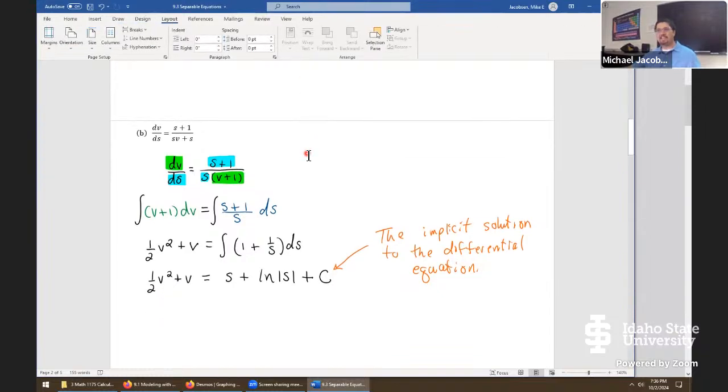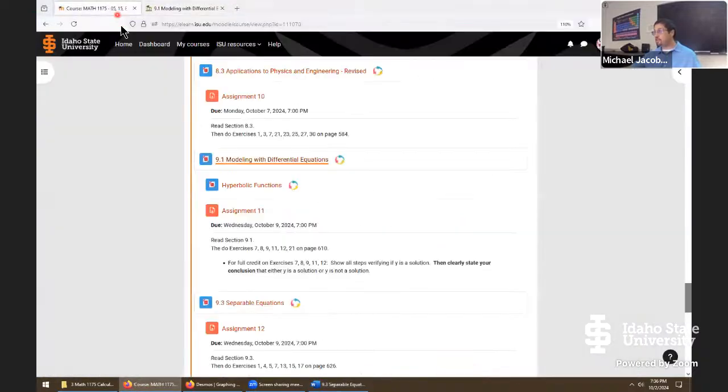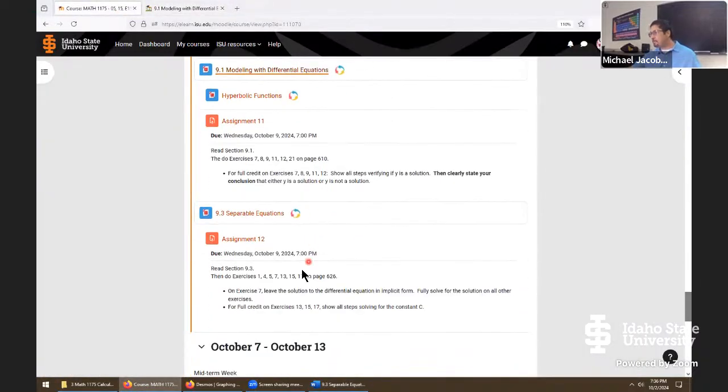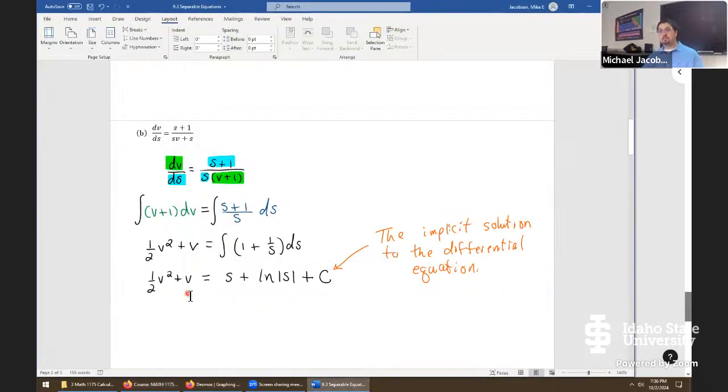So watch out for these. I think there's exactly one in section 9.3 homework. Let's take a look at the notes. In section 9.3, it says on exercise 7, leave the solution in implicit form. So it looks like that happens on problem 7. But for all the rest, you can solve for your solution explicitly, solving for the variable y or the variable v. So exercise 7 is like this one. We just leave it in its implicit form and call that the solution.